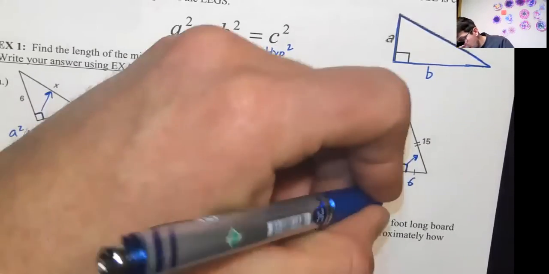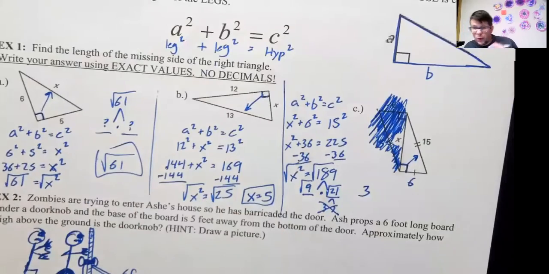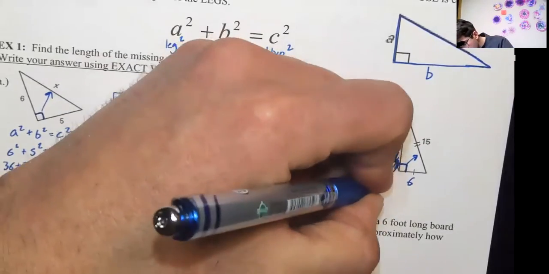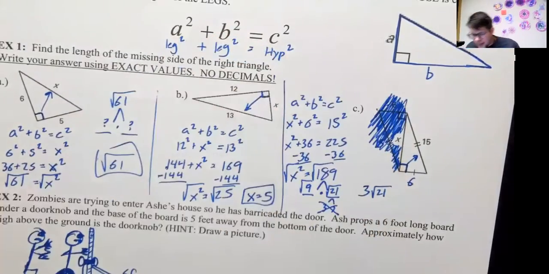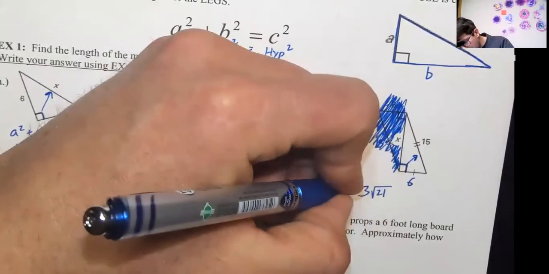The 9 gets a really nice square root, which is going to be 3. The 21 does not, and so we're just going to leave that one under its radical, and our final answer is going to be 3 root 21. That's our x value right there.